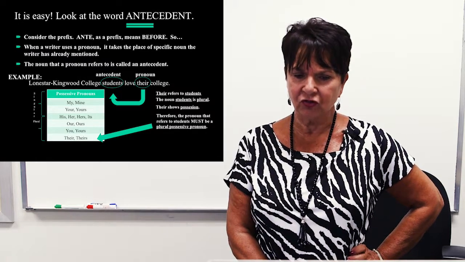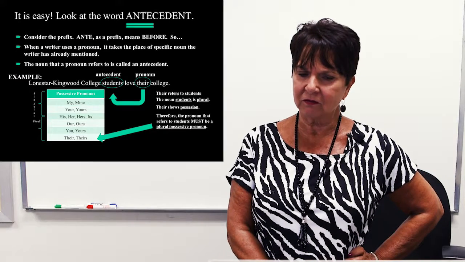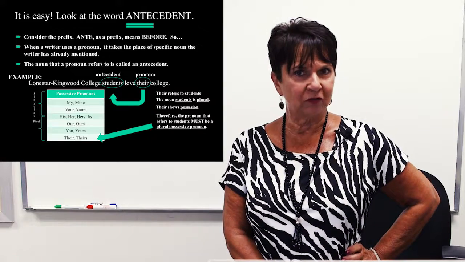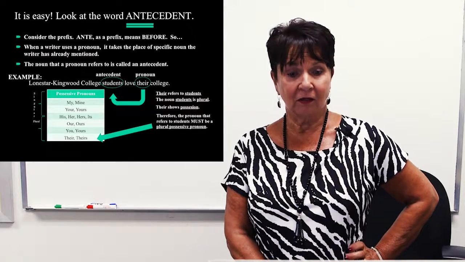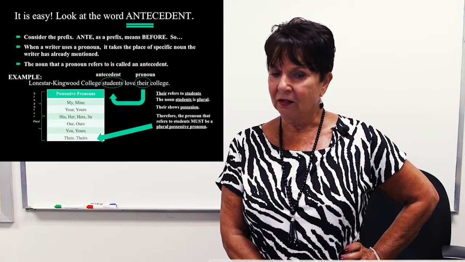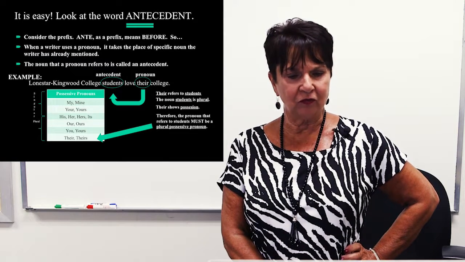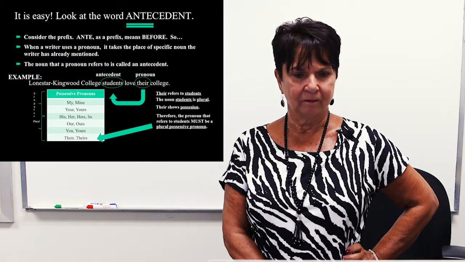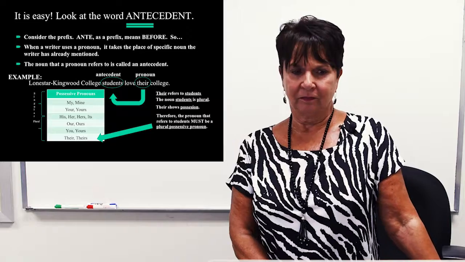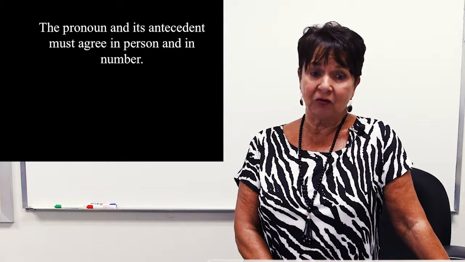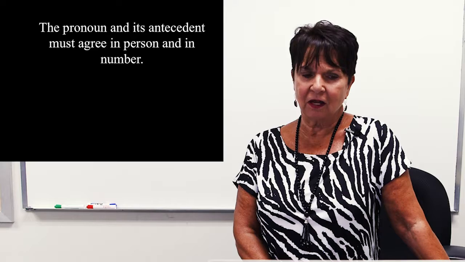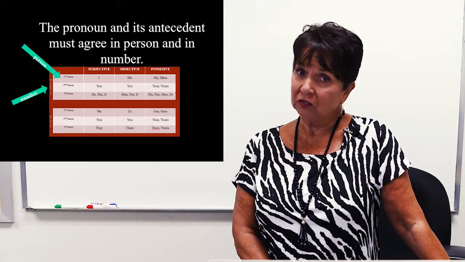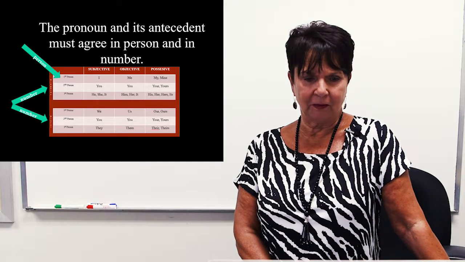If you refer to the chart, their refers to students. The noun students is plural. Their shows possession. Therefore, the pronoun that refers to students must be a plural possessive pronoun. The pronoun and its antecedent must agree in person and in number. Remember, person is in the first column, number, singular at the top, and plural at the bottom.